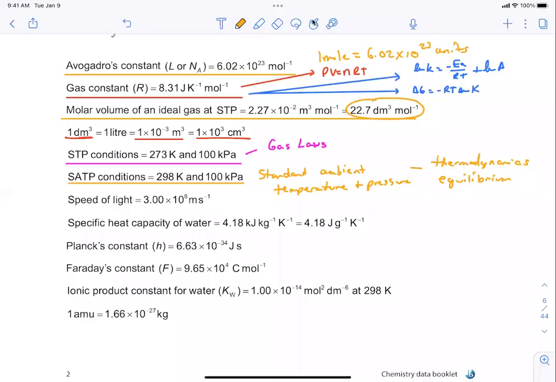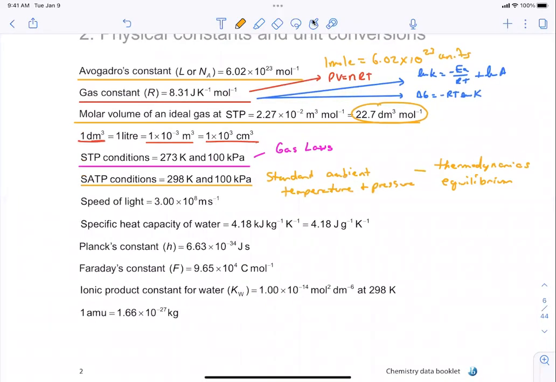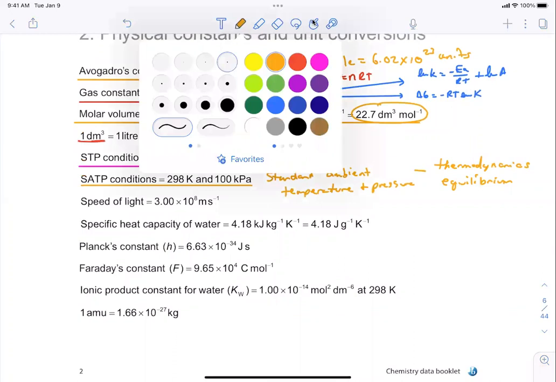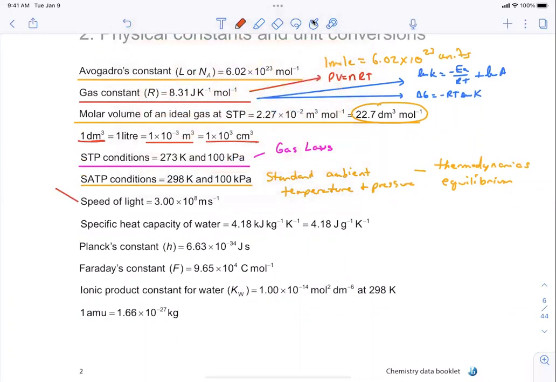Okay. So speed of light, that is used in topic 2 and 12. So this is where, well, actually it's only in this equation, c equals nu times lambda. So that's when you would use the speed of light for a calculation here.